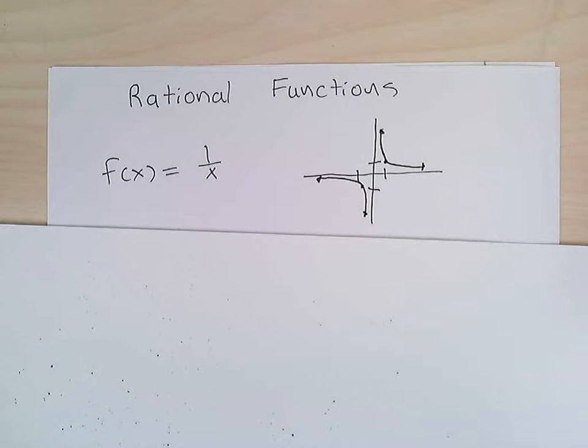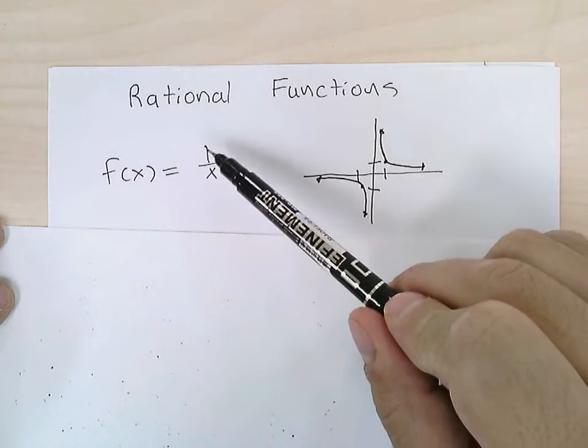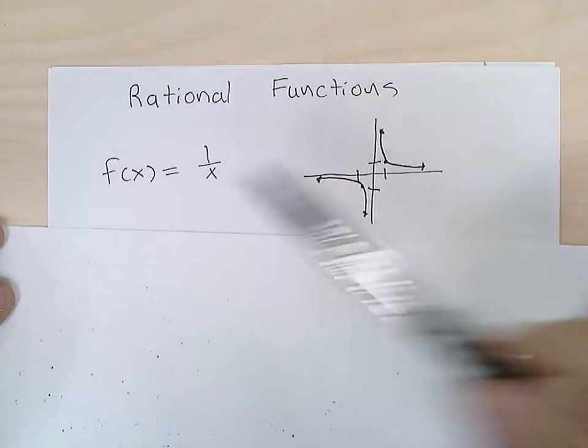Hello, we're going to look at irrational functions. Most of this should be review, so I'm going to go through it a little bit quickly. So we have a rational function of the form 1 over x, the most basic parent function we have.